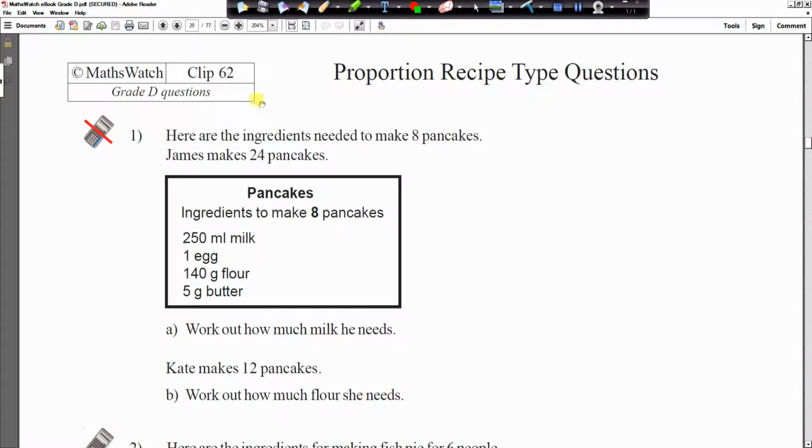Okay, folks. Right, we're joined here by my student. We're looking at clip 62, grade D, proportion recipe type questions.